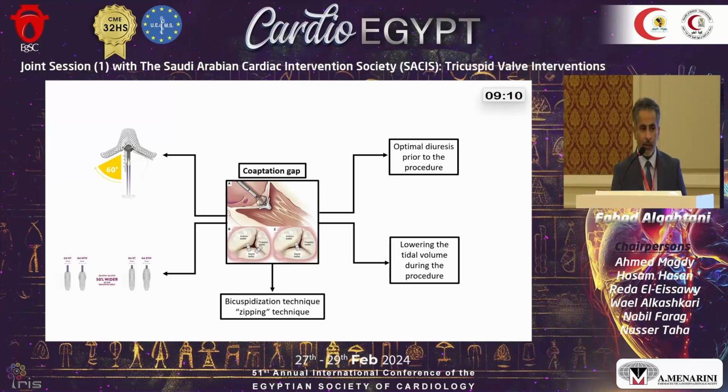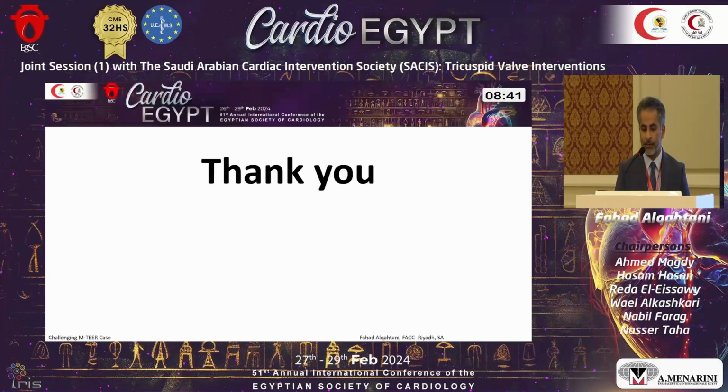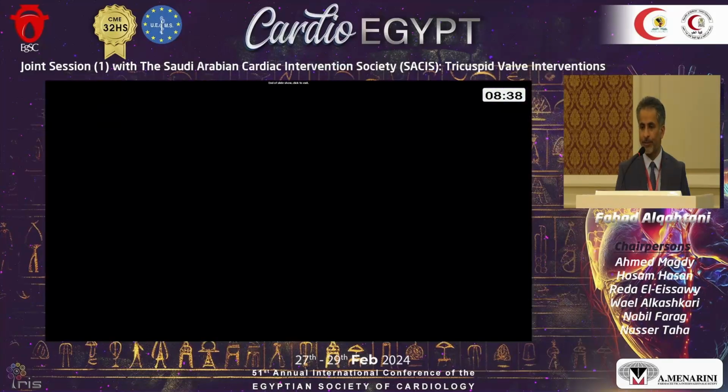The other technique to reduce the co-optation gap is the bicuspidization technique or zipping technique. You're starting more commissural, then you're moving toward the center and closing the gap. In summary, TEER using the TriClip device is a promising technique that has demonstrated procedural feasibility, safety, and satisfactory midterm outcome. However, issues such as patient selection, optimization of intra-procedural result, and long-term data should be addressed in future studies. And by this, thank you.